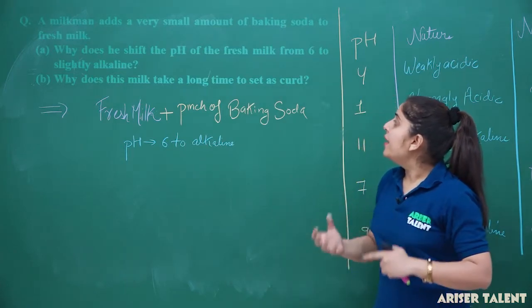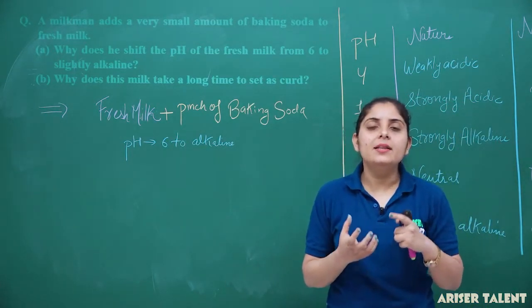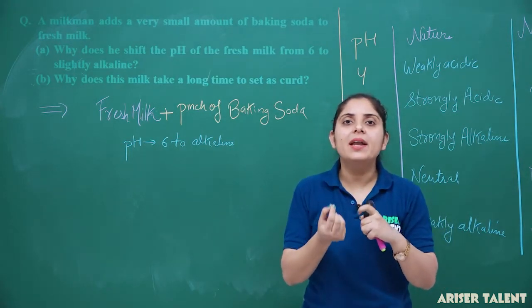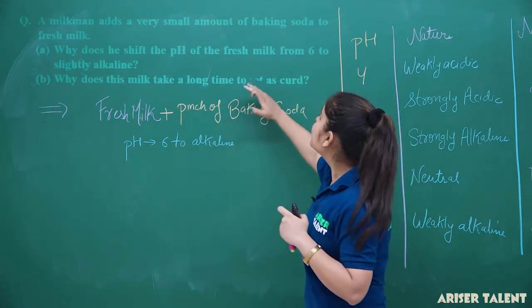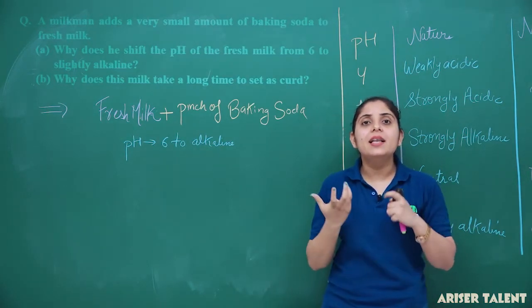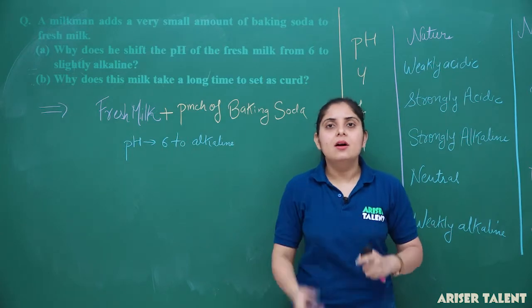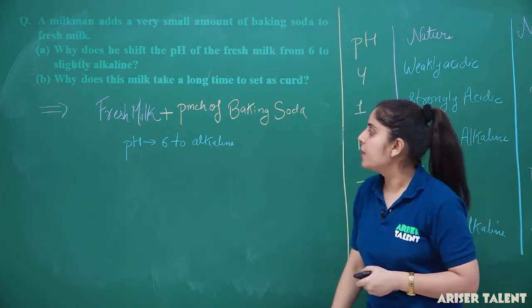Now, why does the milk take so long to set as curd? Because we know that acid is present in the milk, that is lactic acid. If we add a pinch of baking soda to the solution, the pH will change to somewhat alkaline, and the alkaline solution will take much more time to set as curd. So this is the reason why baking soda is added to fresh milk.